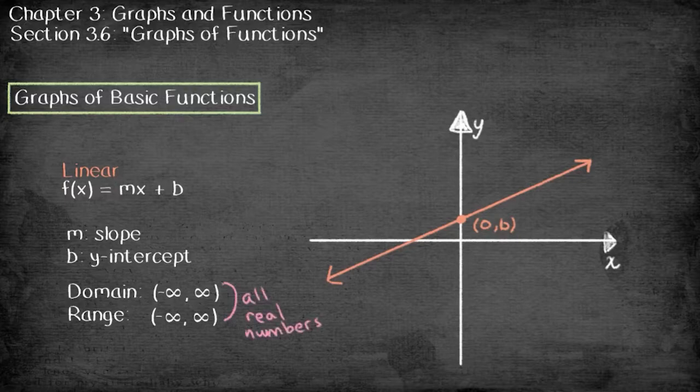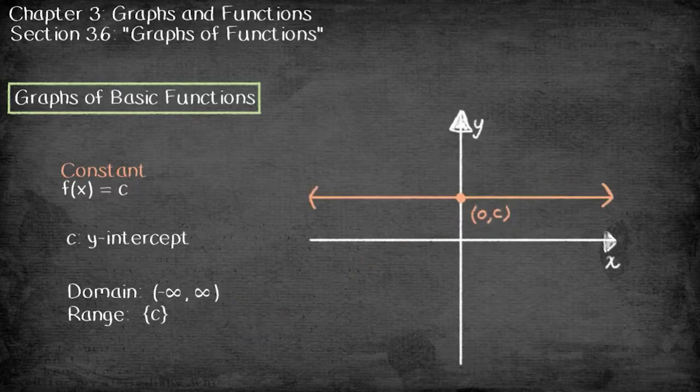The domain and range of a linear function consists of all of the real numbers. So I can plug any number in I want for x, and I can get any number out that I want as well. So the domain and range are everything.